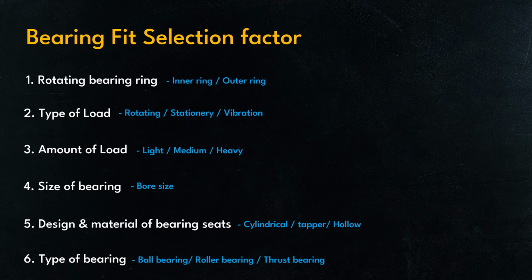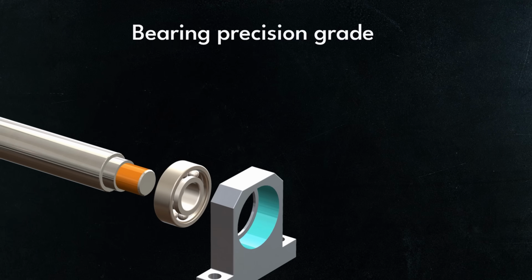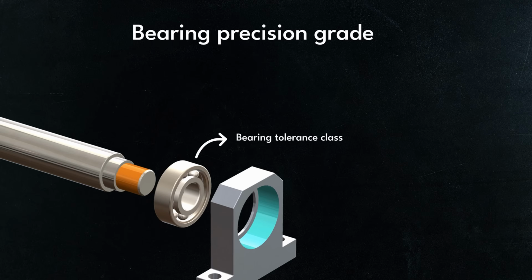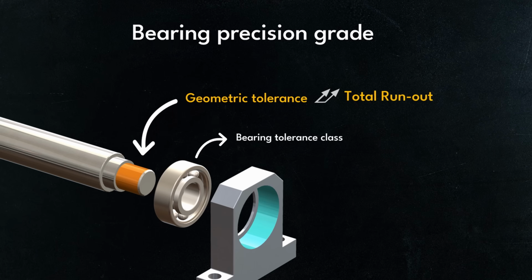But bearing fitment does not depend on bearing precision grade, bearing tolerance class. So why did I even explain bearing precision grade in the first place? The bearing precision grade dictates the required geometric tolerance of the bearing seat, the total runout of the bearing seat, plus the required surface finish of the bearing seat.